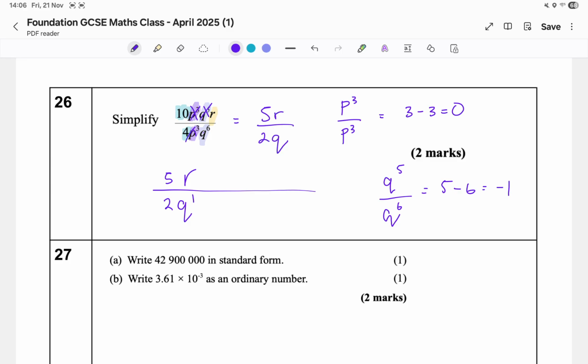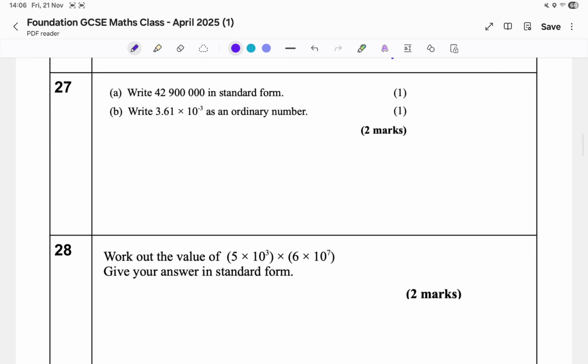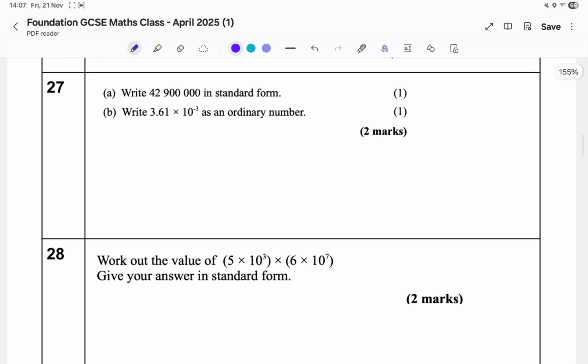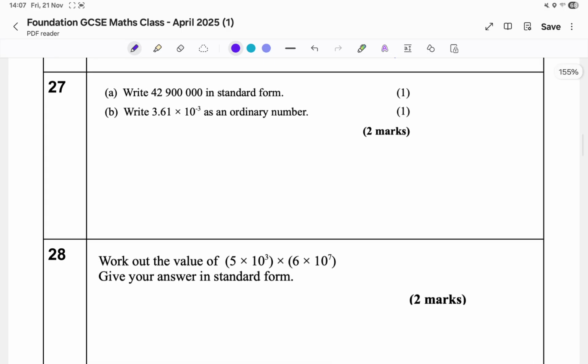Okay. Now, last topic in the number section is standard form. Writing standard form, timesing, dividing, adding and minusing. So question 27. Write this number in standard form.